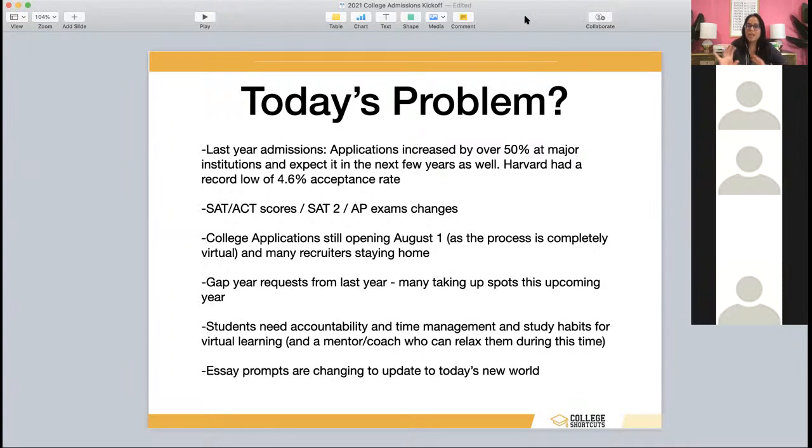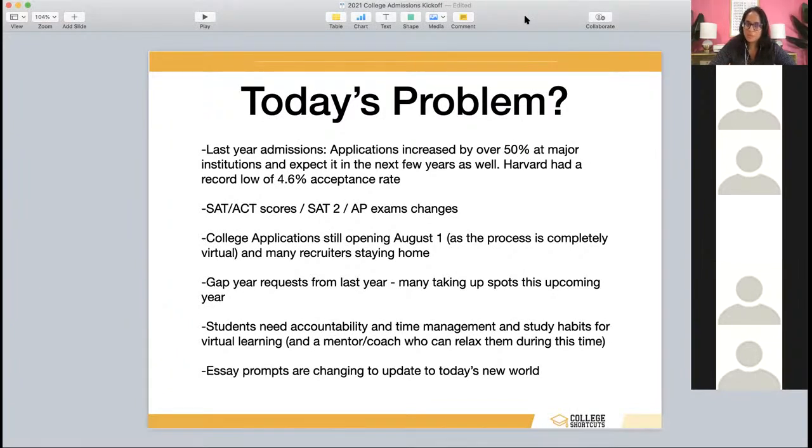Again, there are a lot of things around that I'll be diving into. College applications still open August 1st. Guys, last year they still opened August 1st. They didn't change anything because it's a fully virtual process. Keep in mind, many of the recruiters are staying home. They're not going to visit every high school and touch everybody. No, they're doing their sessions like this. So they have a lot of time on their hands starting August 1st.